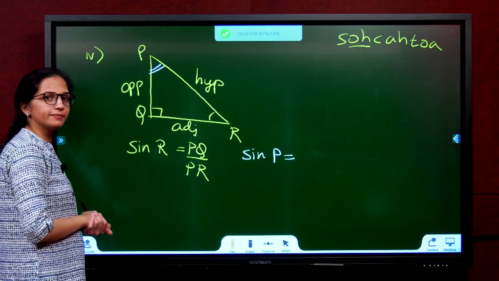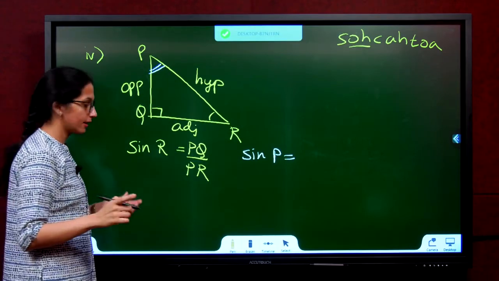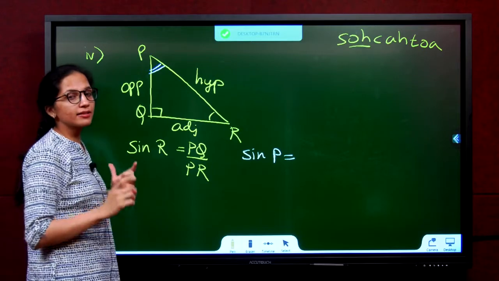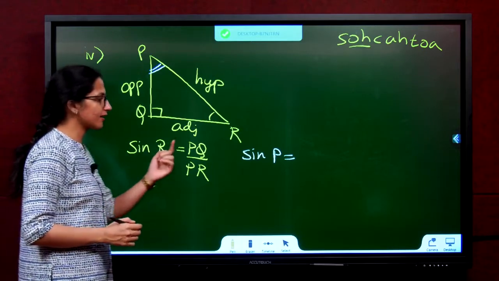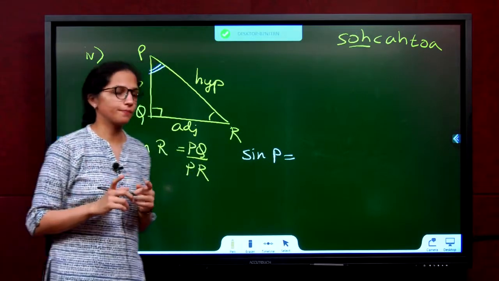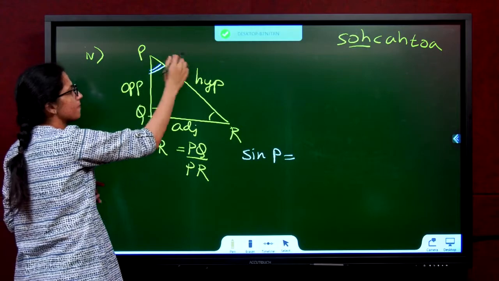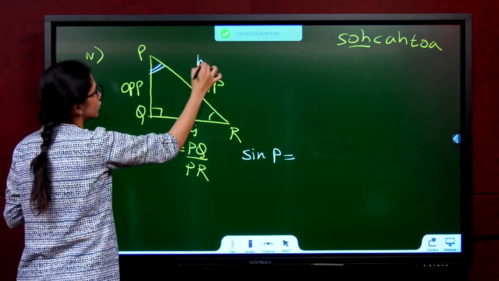Will it be the same answer? Please understand, trigonometry relates angles to sides. The R angle has changed to the P angle. It won't be the same answer. Understand now? For P, mark the hypotenuse. This is the hypotenuse.